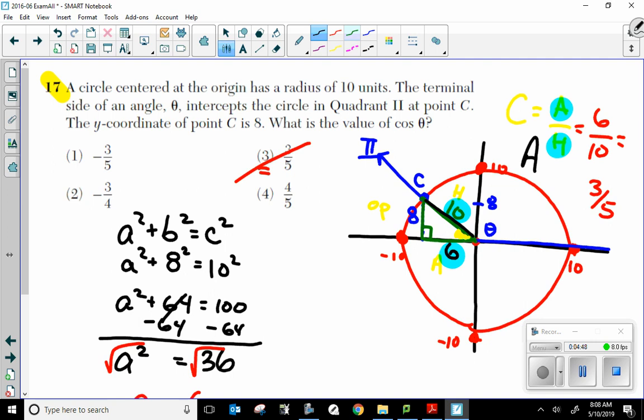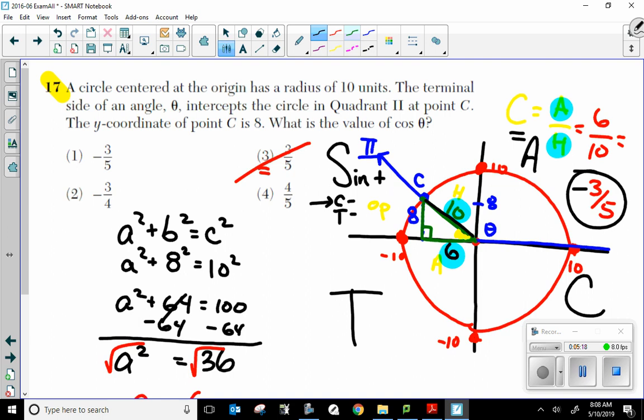All Students Take Calculus. What these letters represent are which trig functions are positive in those quadrants. Sine is the only positive trig function in quadrant 2. Cosine and tangent are both negative. Aren't we taking the cosine? We are. Shouldn't it be negative? It should. So this is negative 3/5. The correct answer is number 1.